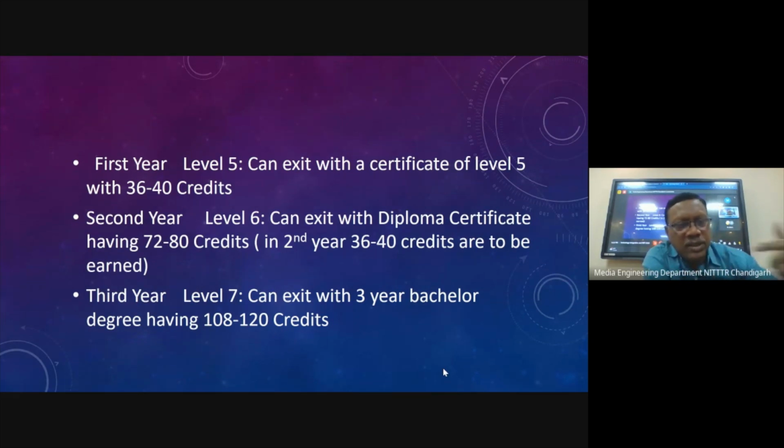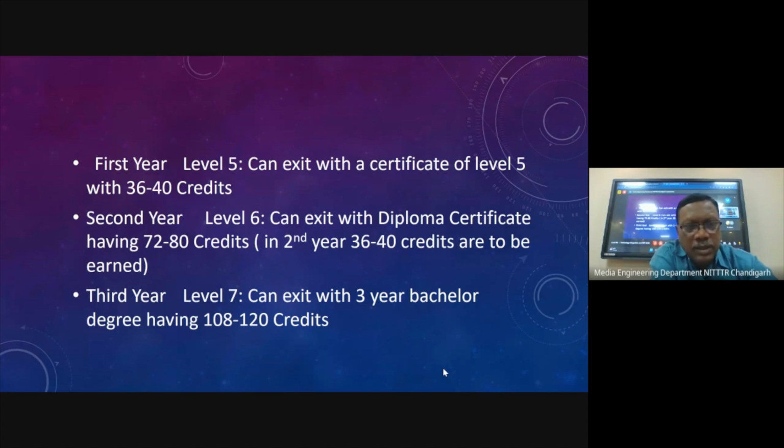After intermediate, you will be entering level 5. After completion of this level, after 1 year, if you want to come out after the first year of your engineering degree, or after the first year of your 4 year degree, you must be in a position to complete 36 to 40 credits. This is 144 to 160 credits, which is what you'll earn in 4 years. So in a year, maximum 40 credits, minimum 36 credits, will give you a certification.